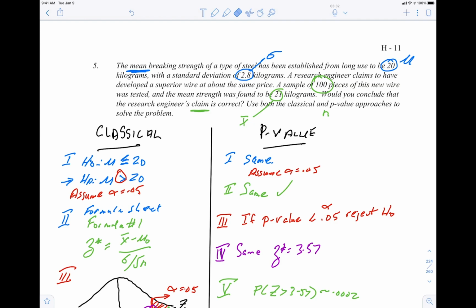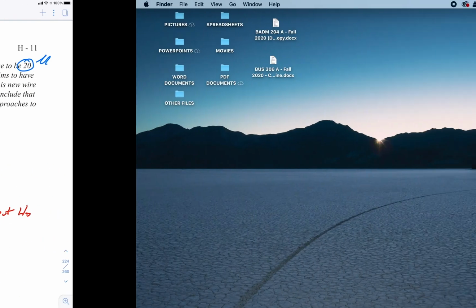So if you look at the H0 and the HA down there under the classical approach, you'll see that mu is less than or equal to 20 is the null hypothesis. The wire will be considered to be superior if the breaking strength is significantly higher than 20. So the alternative is that mu is greater than 20. Now, the important thing to note is that when you go through the flow chart, you find that you use a Z formula, not a T formula, because sigma is given. It's 2.8. So let's go over and see how that's done then in Excel.